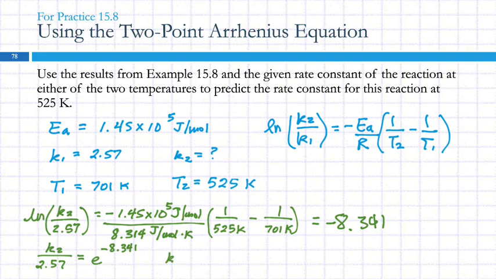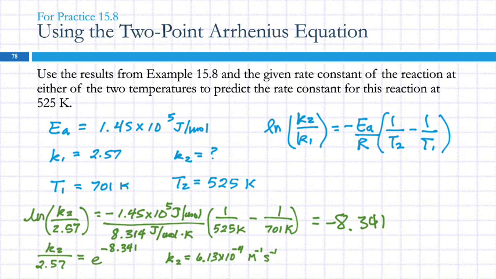And I'm going to get a rate constant that is 6.13 times 10 to the minus 4th. This rate constant will have the same units as the other rate constant. Anybody else get that? Okay.